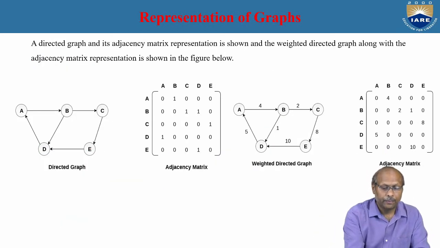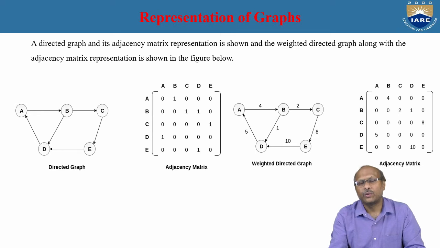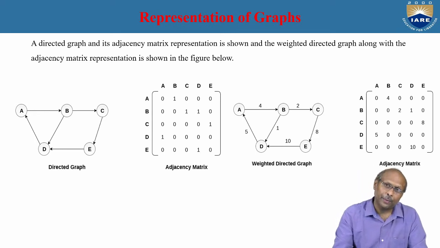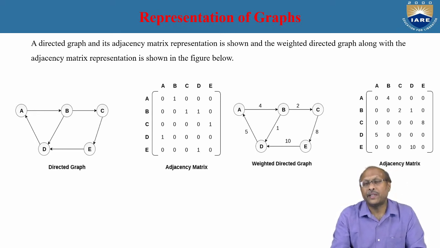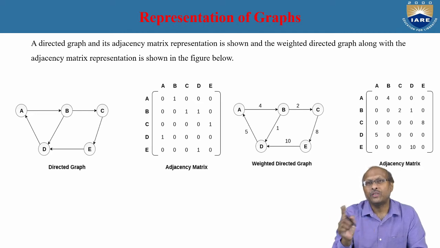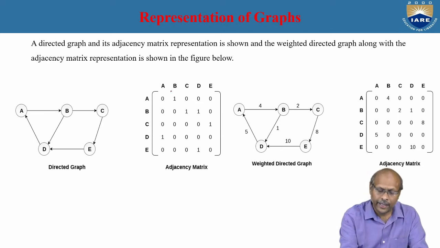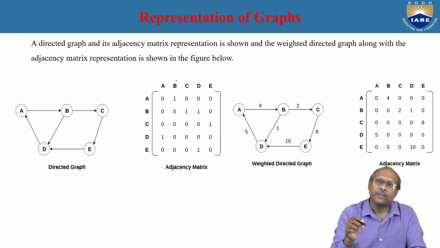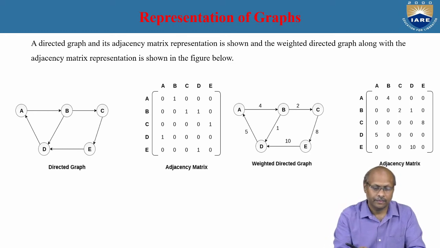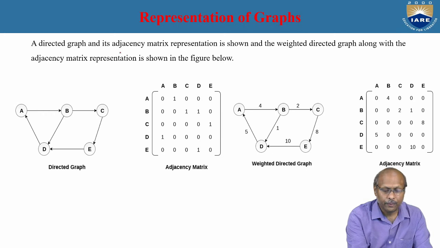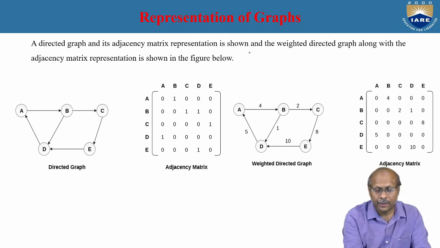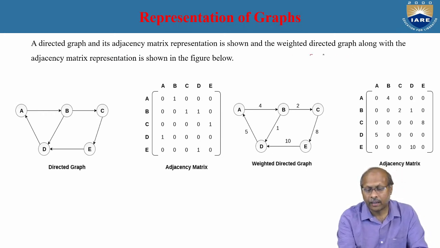A directed graph also you can represent through an adjacency matrix. While representing a directed graph, you must be very careful how the nodes are connected, whether A to B or B to A. If A to B are connected, then wherever A and B are there, you must be very careful. A to B you should put 1, but B to A you should put 0. So a directed graph and its adjacency matrix representation is shown.